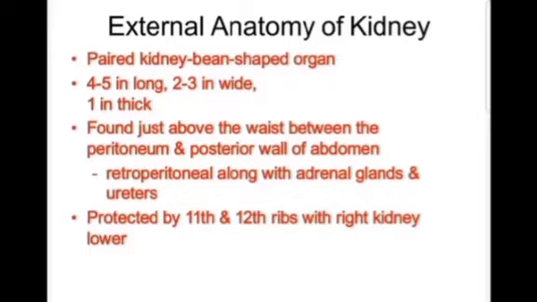As regards the external anatomy, the kidney is a paired, bean-shaped organ, 4 to 5 inches long, 2 to 3 inches wide, and 1 inch thick, found just above the waist between the peritoneum and the posterior wall of the abdomen. Retroperitoneal, it is along with the adrenal glands and the ureter. It is protected by the 11th and 12th ribs, with the right kidney being the lower.